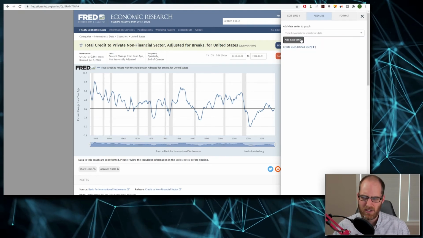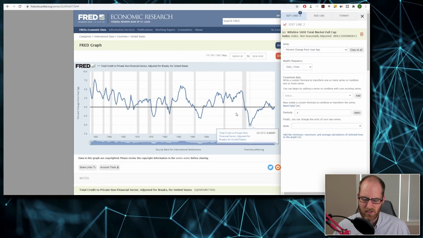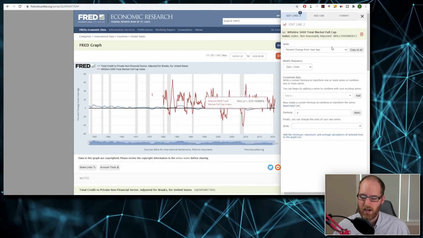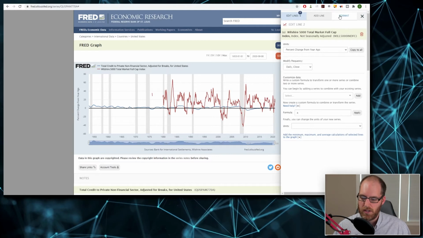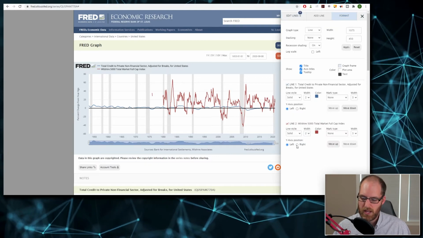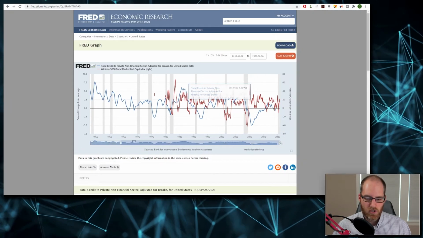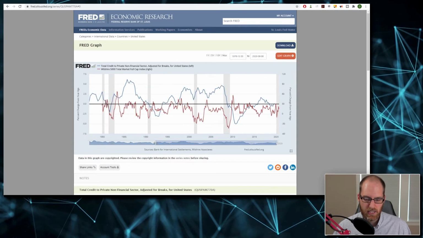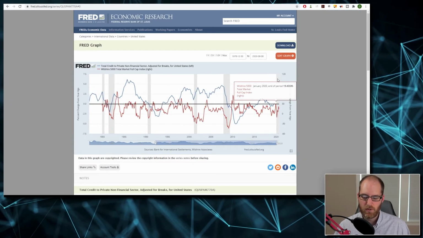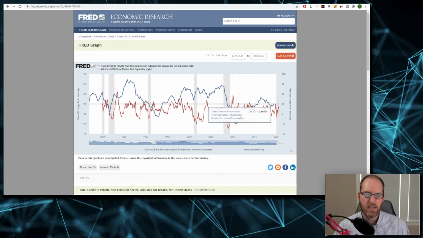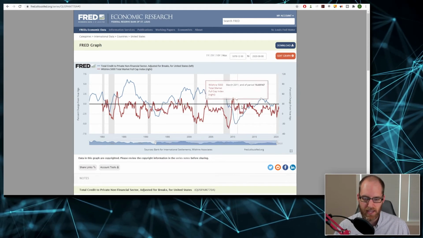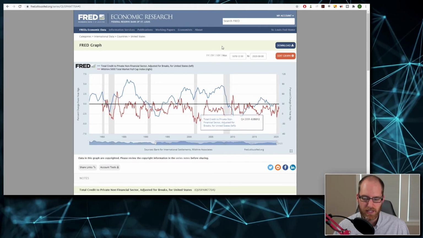Unfortunately, the Dow and the S&P only go back 20 or some odd years, and I want to show the correlation from a further time period. We are then going to go to Format, put this on a different axis, and show the very strong correlation between the equity markets and the change in private debt to GDP.